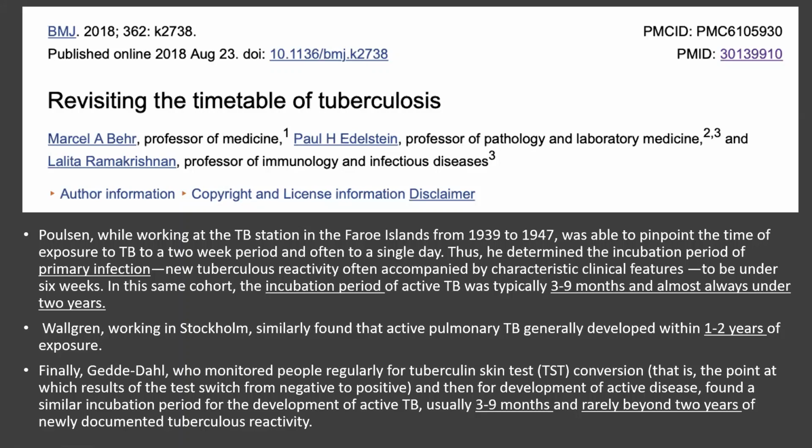And recently there's been a lot of controversy over a couple of papers by Marcel Baer and other colleagues arguing that a lot of the skin test positivity we find, if it's been around for a while, particularly in low burden settings like the United States or Europe, may represent old infection, which is no longer likely to reactivate. So he's talking about revisiting the timetable of tuberculosis.